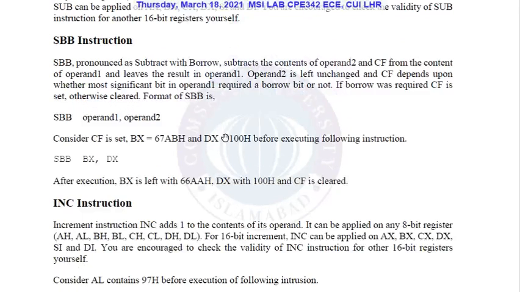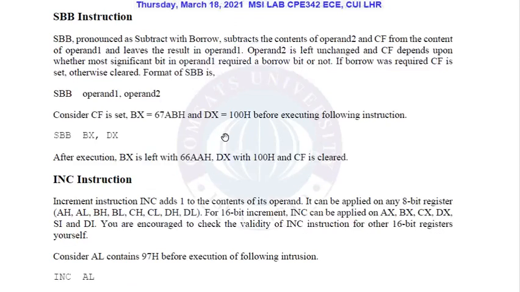Move forward to another command, that is basically SBB. It is the abbreviation of subtraction with borrow. So basically, if there is a borrow or there is any need of borrow, that subtraction will be performed using that borrow bit as well.